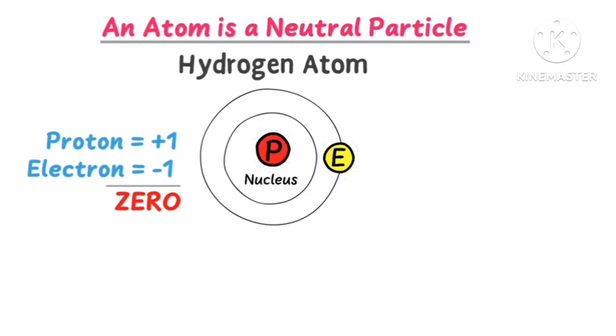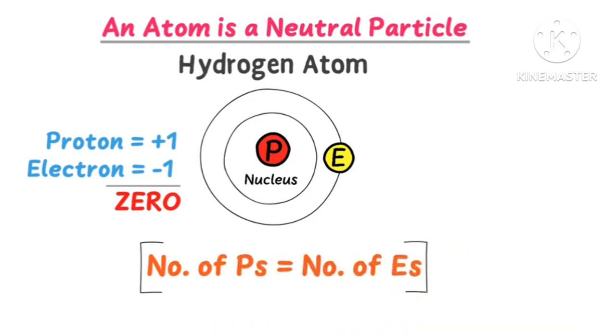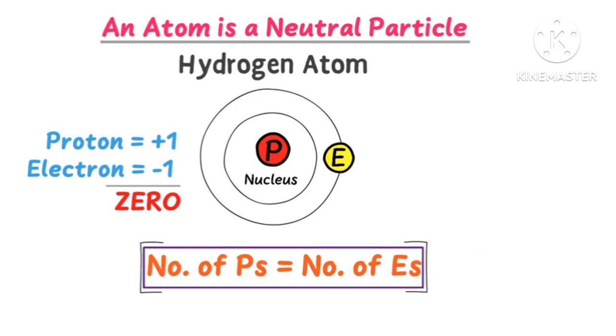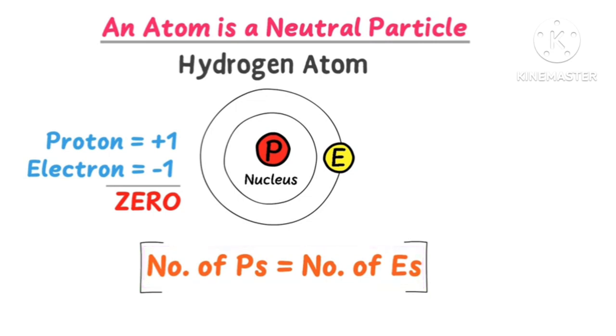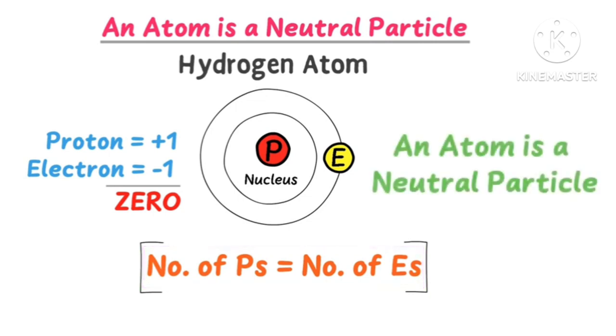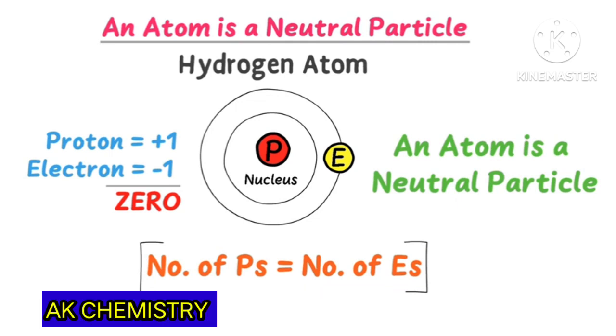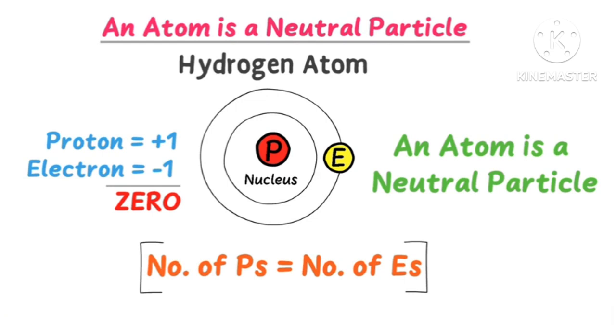From this example, we learn that the number of protons is equal to the number of electrons in any atom. Let me repeat it. Number of protons is equal to number of electrons in any atom. Thus we say that an atom as a whole is a neutral particle. Now let me teach you something amazing that happens when the number of protons and electrons increase inside the atom.